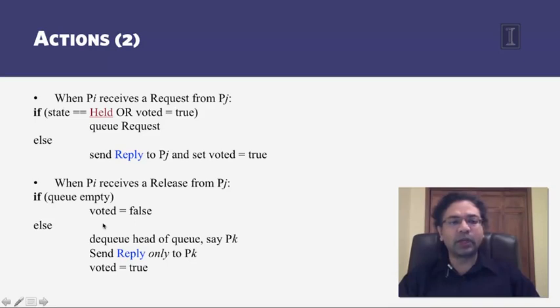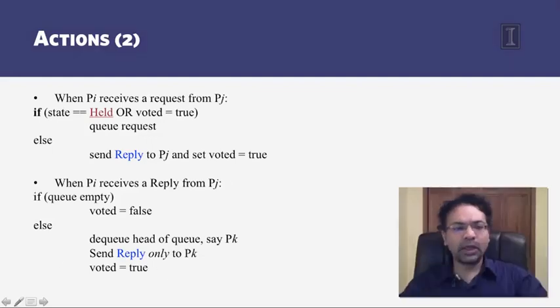However, if there is something in the queue, then it dequeues the head of the queue, say a process Pk. Remember that this means that Pk's voting set contains Pi, and that Pk has previously sent a request to Pi which has been queued, and the queuing happened here in the past, right at the top of the slide over here. That's where the queuing happened. And in this case, the entry for Pk is dequeued, and a reply message is sent to Pk, meaning that Pi now has voted for Pk to enter the critical section, and so Pi sets its voted variable to be true.